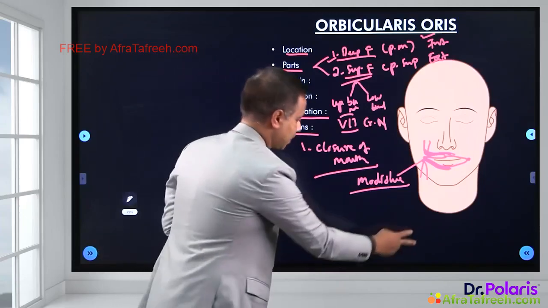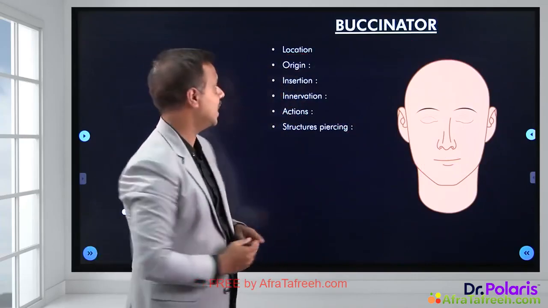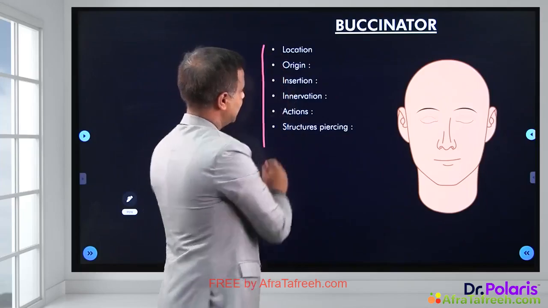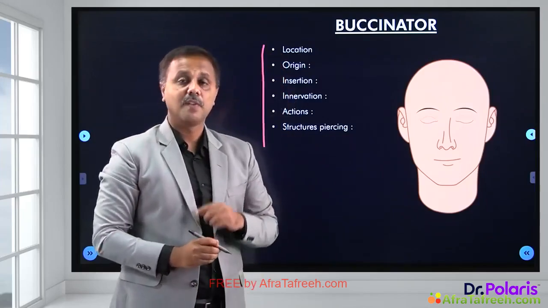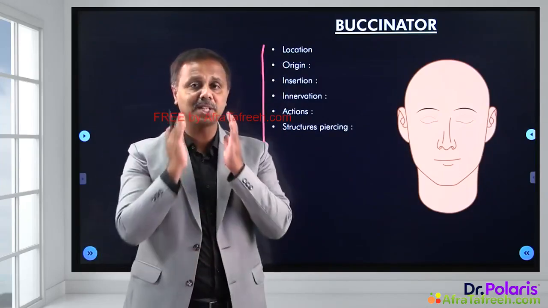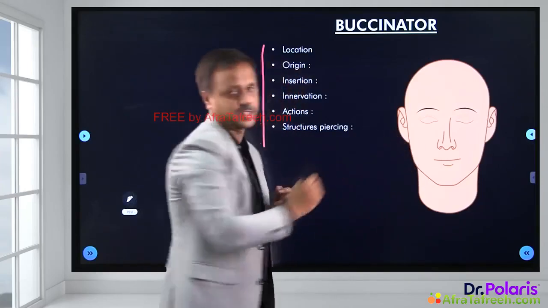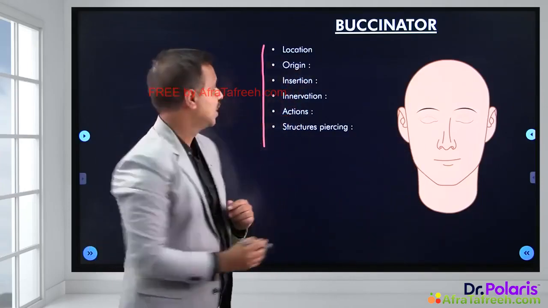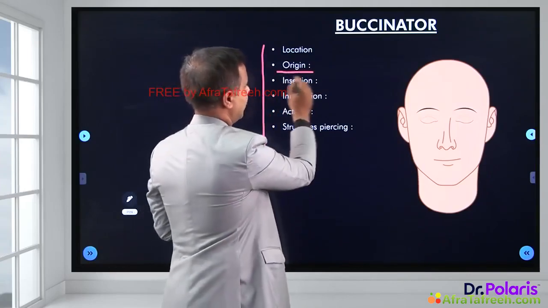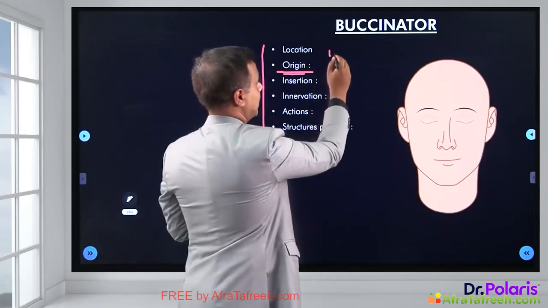The third most important muscle that we need to learn is buccinator. Okay? Again, we will use the same headings. Where is the buccinator located? Buccinator is a muscle of the cheek. It is present around the cheek region. Right? What about the origin of buccinator? Buccinator has triple origin.